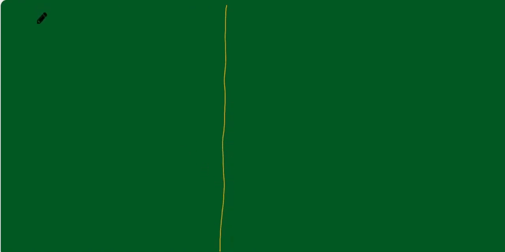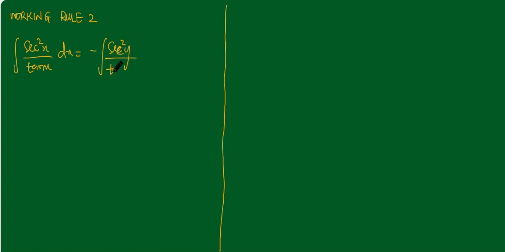So we have the working rule 2, which is to integrate both sides. Integral of sec squared x divided by tan x dx is equal to minus integral of sec squared y divided by tan y dy. This is our integral. So to evaluate both integrals, we can use the u substitution method.